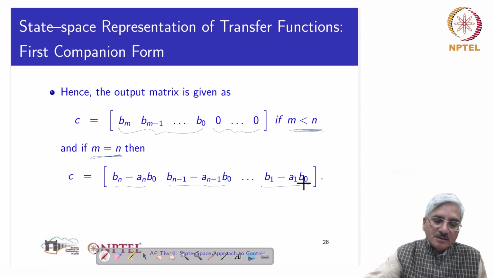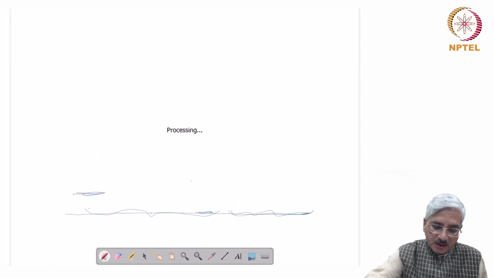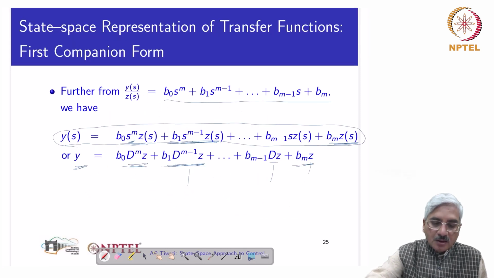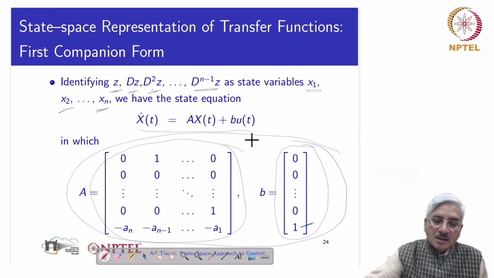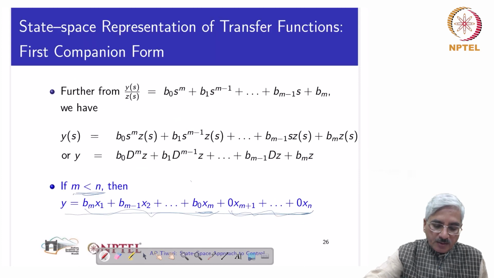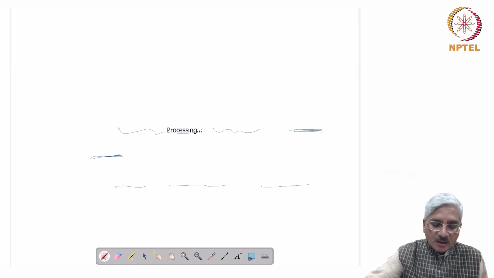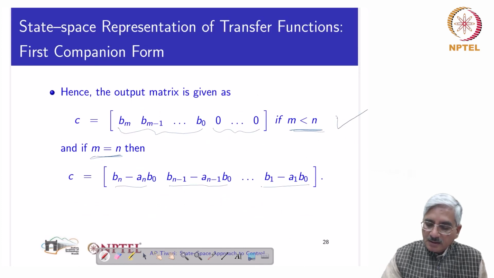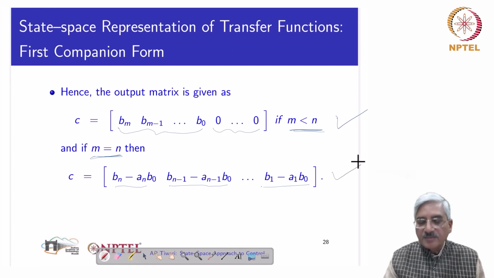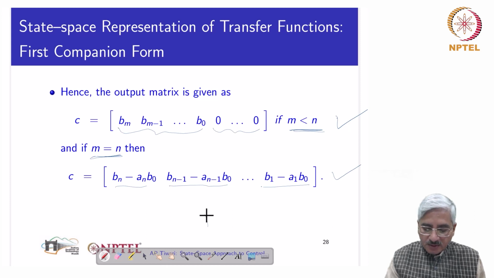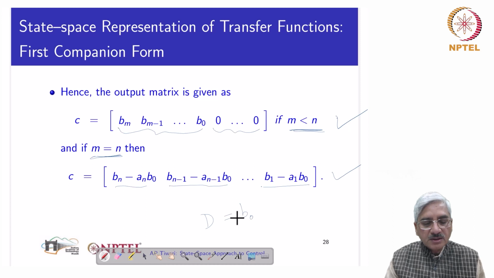And A and B matrices are as before, they were given in one of the previous slides, which is given here. So these are the A and B matrices. C matrix, I am coming to that slide again. C matrix is either this, which is for m less than n, or this, which is for m equal to n, and of course the D matrix will be D0. So this is the first companion form representation of the system.